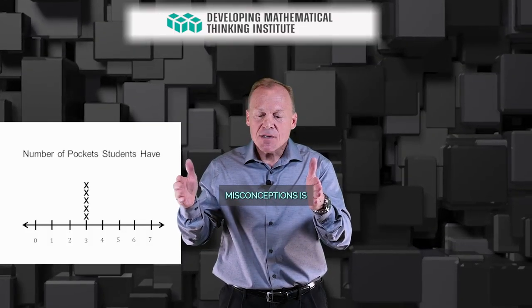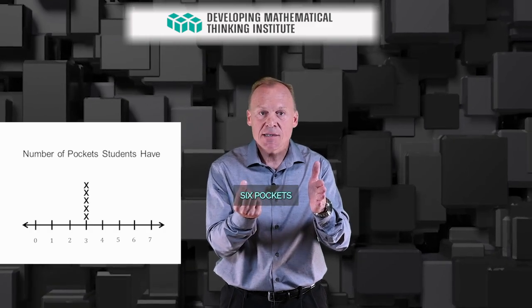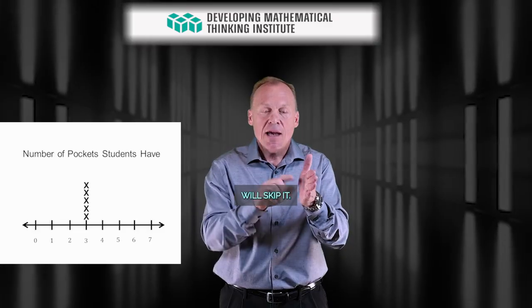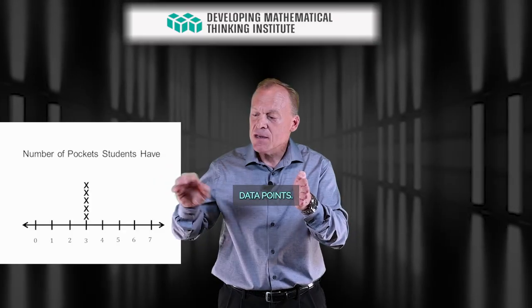Now, one of the misconceptions is, well, what happens if there was no one with 6 pockets? That still needs to be represented, even though a lot of students will skip it. Like categories with the bar graphs, they'll just put 0, 1, 2, 3, 4, 5, skip 6, and put 7. But with measurement data, each data point represents, we have to have all those data points. So even if there are 0 6s, that's still an important data point. So that is that category that we need to describe.